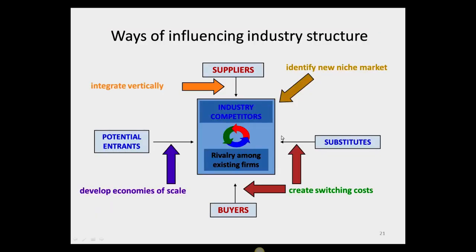Now there are a few things that you can do to try to limit these factors. You could integrate vertically, meaning that you could go and buy out your suppliers. You could identify a new niche market where you have fewer competitors. You could create switching costs so that it's a pain to try to find a substitute. And you could try to develop economies of scale so that potential new entrants can't come in and really compete that well. So just because it doesn't look super attractive right now doesn't mean you can't compete in an industry, but it is something that you have to think about to make your strategy for your company work.